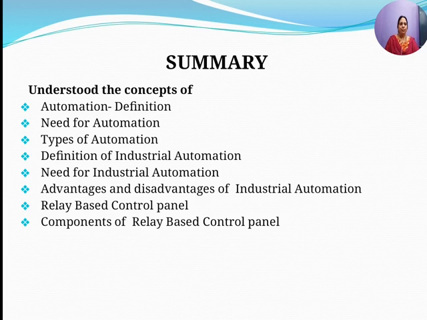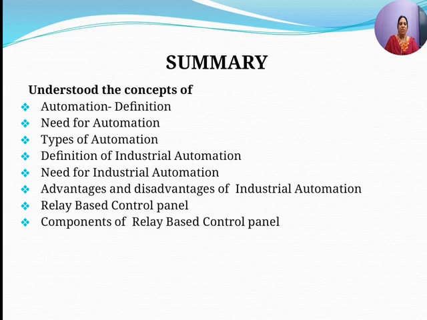So automation is needed. What is the need for automation? Automation is needed to increase the productivity, to improve the product quality, to provide optimum cost of operation, to reduce the routine checks, to raise the level of safety. Okay. So these are the points for which we need automation.